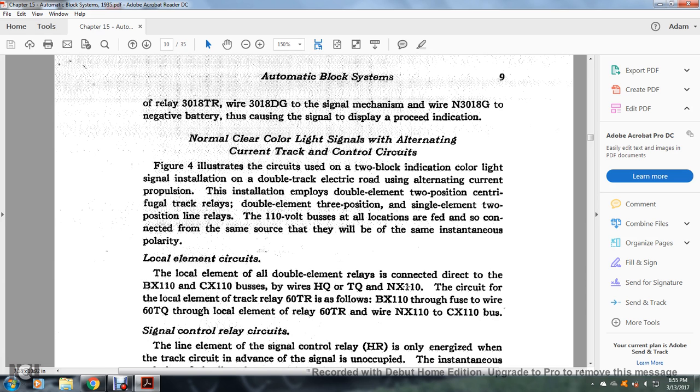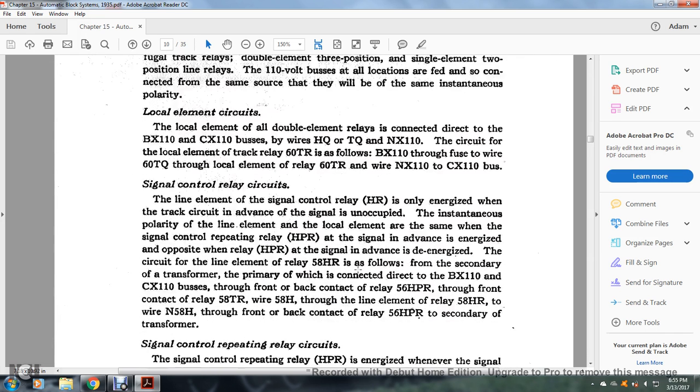Normal clear color light signal with the alternating current track control circuit. Figure 4 illustrates the circuit with the use of the two-block indication color light signal installation of double track electrified with the alternating current propulsion installation employed with the double element 2 position central vehicle track relays, the double element 3 position signal and 2 position line relays, and the 110 volt buses with all the locations that have heads connected from the same source. They were the same instantaneous polarity. Local element circuit.